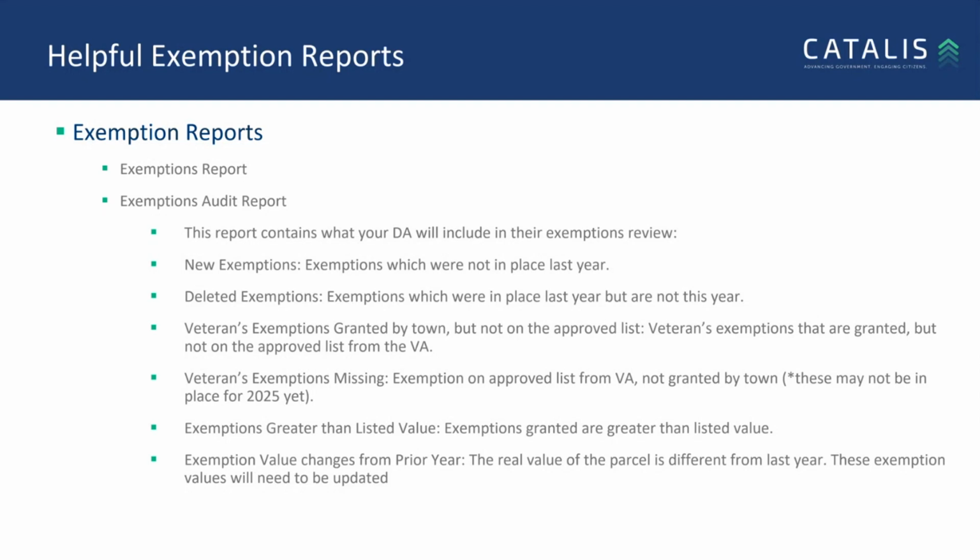The next section of the report is exemptions that are greater than the listed value. So in other words, a $100,000 property with a $120,000 exemption. Not good. The program doesn't let you do that. But you know, where there's a will, there's a way, and there's always accidents. So this section should always be empty. You shouldn't see anything here, but if you do, you know it's a problem. So it's just there to confirm you haven't made any negative listed values with the exemptions.